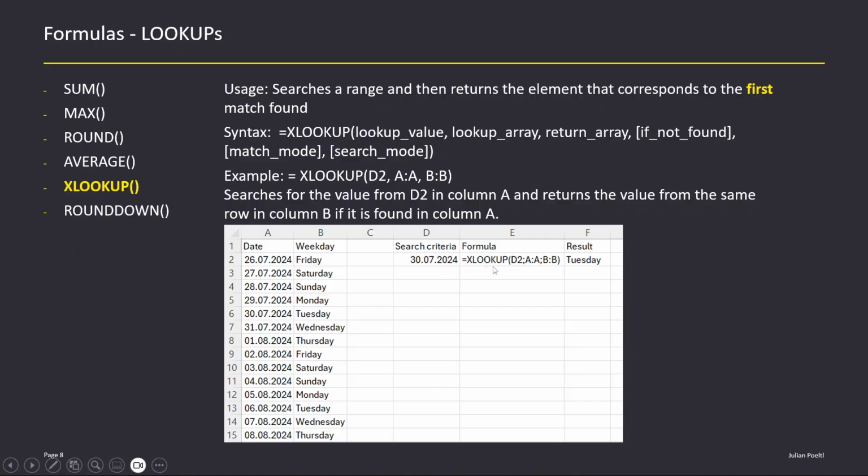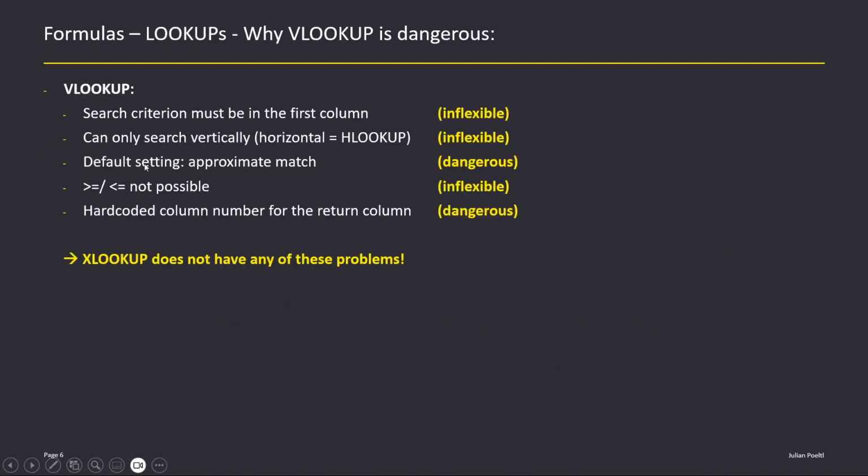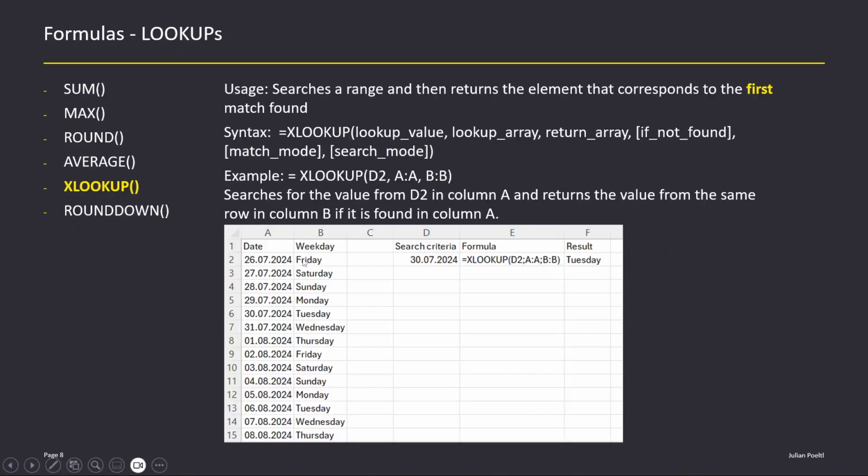And here you don't have to go around with all the circumstances because the default setting is not approximate match. You can also use XLOOKUP horizontally, and also the search criterion does not have to be in the first column. So with VLOOKUP you can do the same here, but if it would be switched, so weekday before date, then you would be screwed. With XLOOKUP, that is not an issue because you can select those ranges separately.